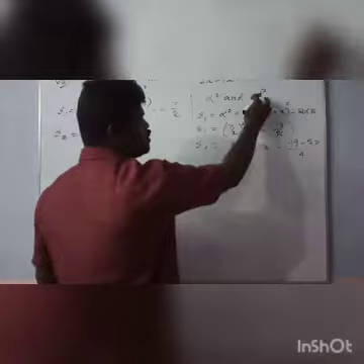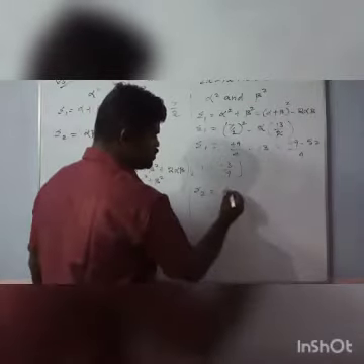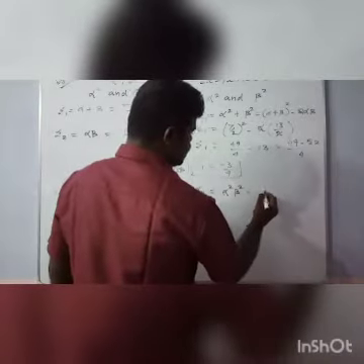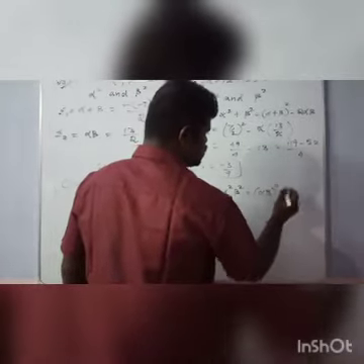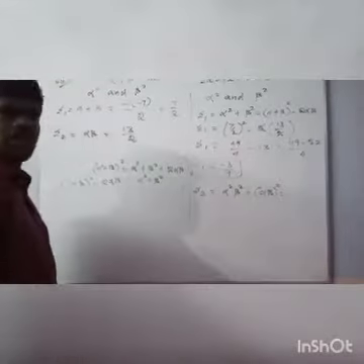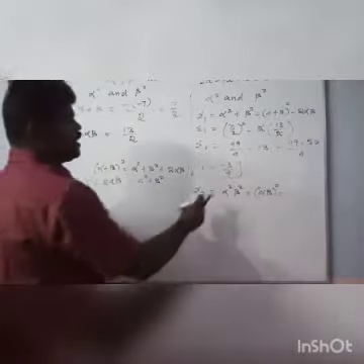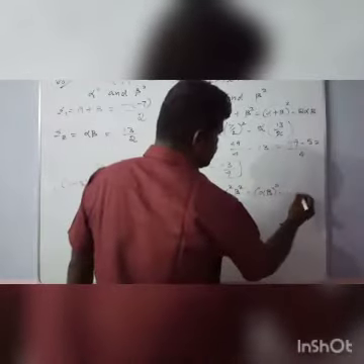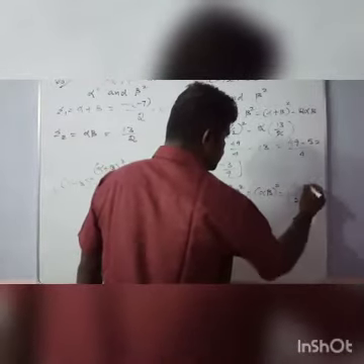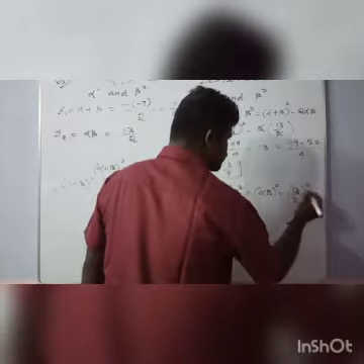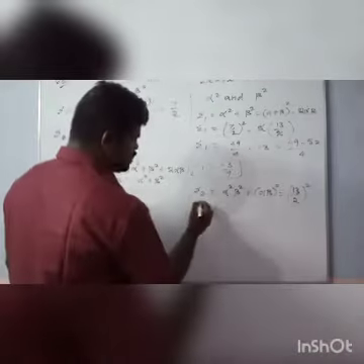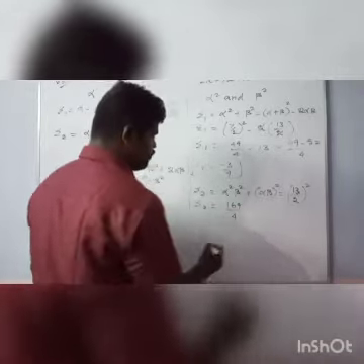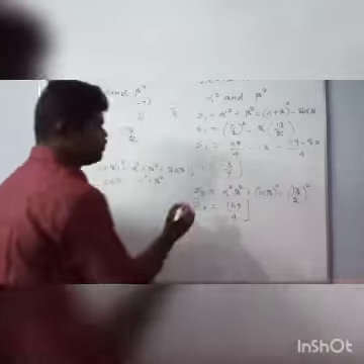Summation 2 means, what is the product of the roots? Alpha square beta square, which is equal to alpha beta whole square. What is the value of alpha beta here? 13 by 2. 13 by 2 whole square, which is equal to summation 2, 169 by 4. This is the summation 2 value.